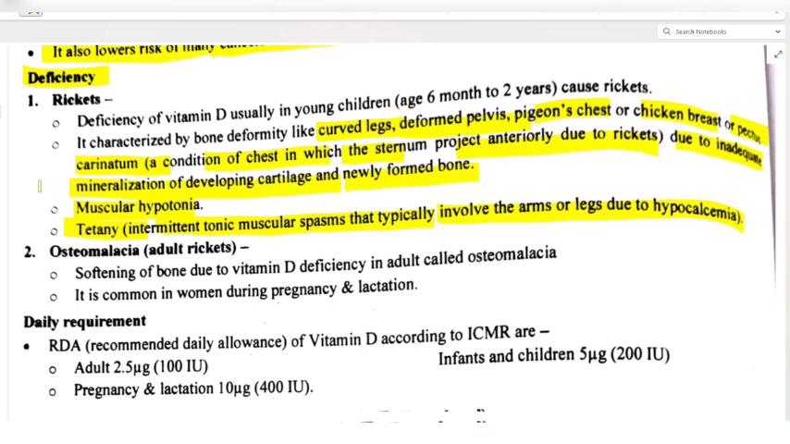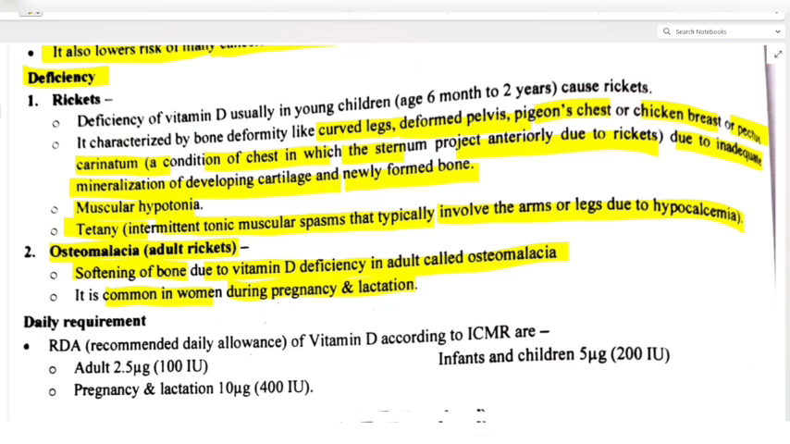Now osteomalacia, or it is also called adult rickets. Softening of bone due to vitamin D deficiency in adult is called osteomalacia. It is common in women during pregnancy and lactation. Is it clear to all of you? It is basically softening of the bone due to the deficiency of vitamin D.